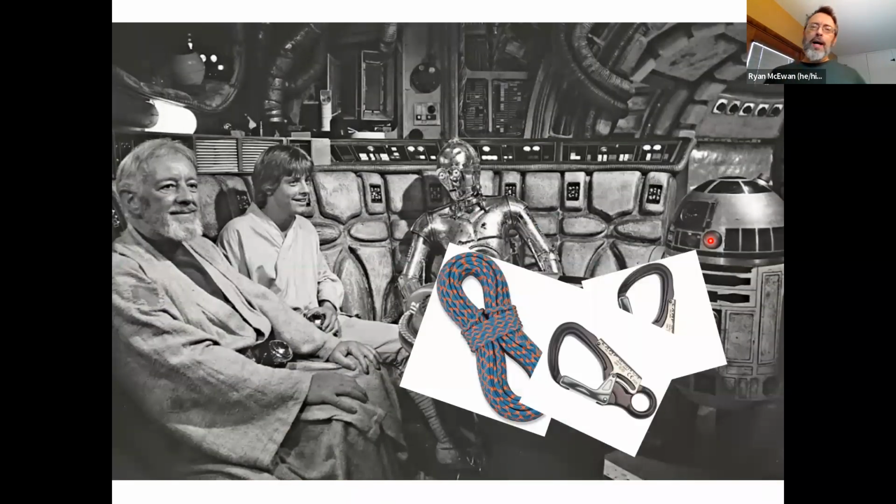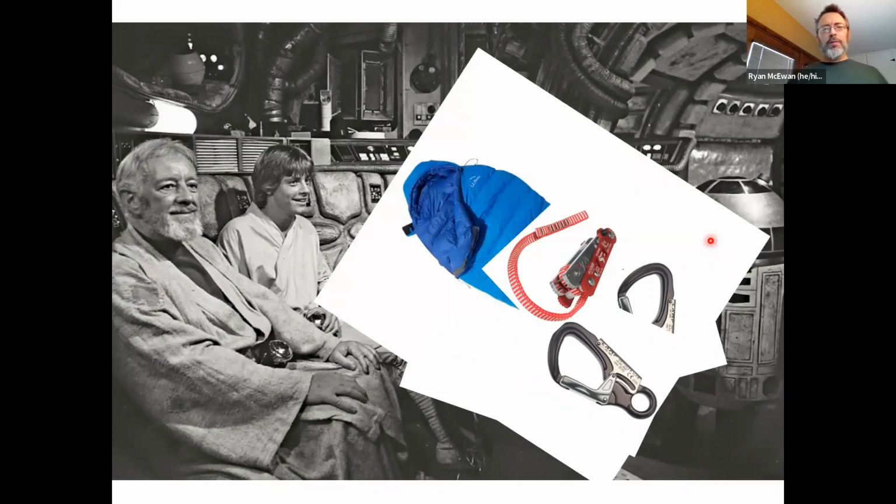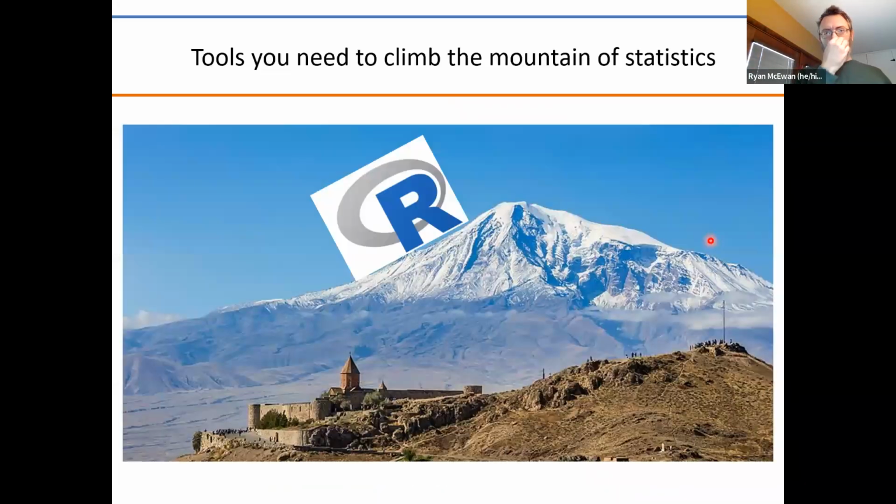And we're just taking with us the basic tools. That's it. If you're going to climb a mountain, you need some ropes and some carabiners and some kind of thing, and then a sleeping bag. What are the most basic tools you need to climb the mountain of statistics? That's what I'm going to try to provide to you here. It means skipping over a whole lot of stuff, irresponsibly, potentially.